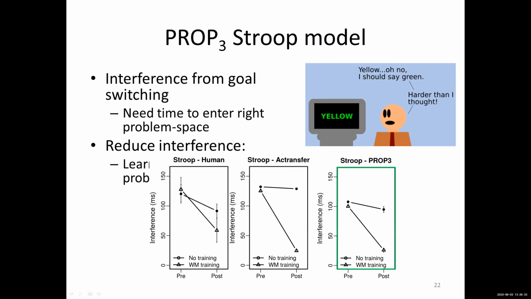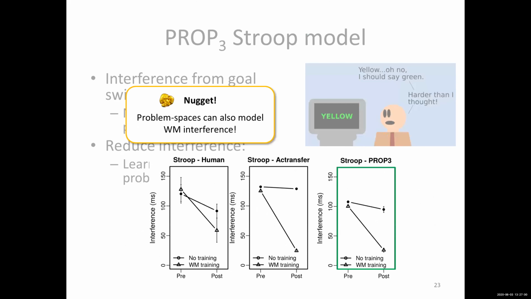And using this approach to modeling working memory interference with problem spaces, we also get a model that matches the human results for this task. Both the ACT-Transfer and the Prop 3 model are slightly different from the original human results, but they both have the same trends, which is interesting. And there's future work also to explore this particular type of research. But there's our third nugget, that you can use problem spaces in Soar theory to also model working memory interference.